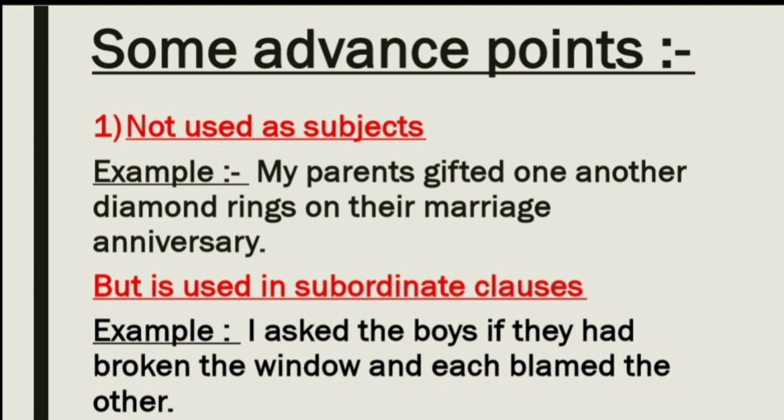Let us have a look at some examples. My parents gifted one another diamond rings on their marriage anniversary. So father gifted mother and mother gifted father, so the action happened simultaneously. If you have a look at the sentence structure, one another is used as an object in the sentence, and not the subject.